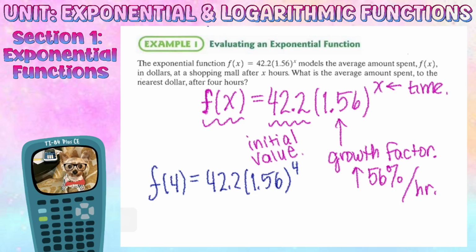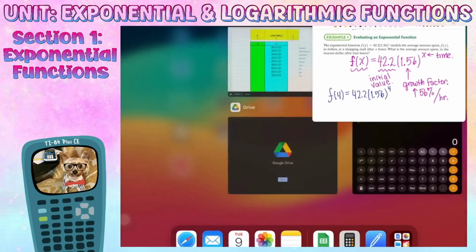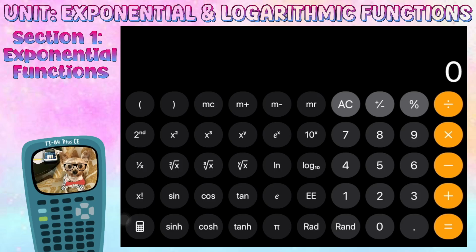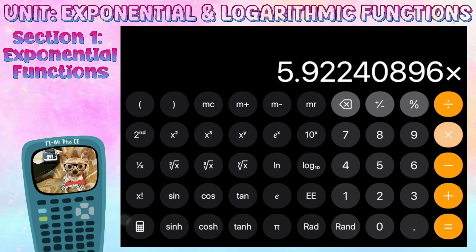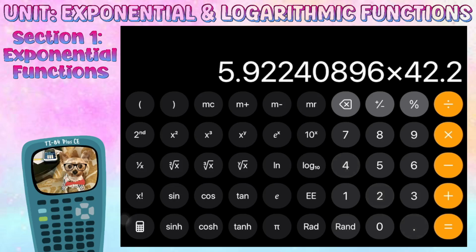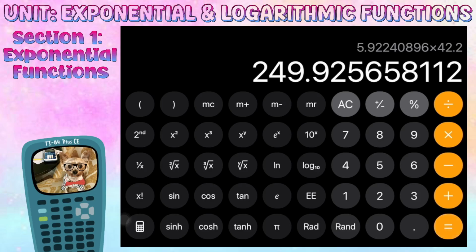So I'm going to do this on the calculator on my iPad. I type 1.56, then hit the x to the y button and raise it to the fourth power, equals, and there's that number. Don't write it down and then round it. Leave the full number on your calculator screen. Then we multiply that by 42.2, fingers crossed.